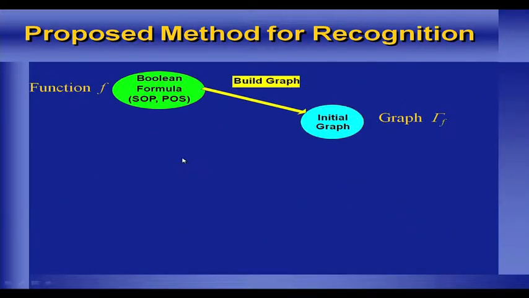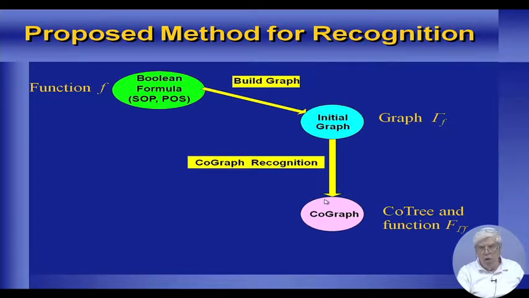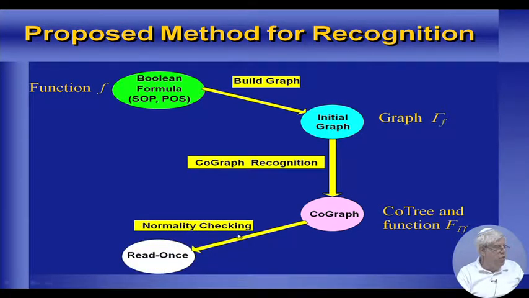So both of these normality and co-graph conditions are required. So the proposed method for recognizing read-once functions is simply this. You take an input in sum of products or product of sums form, either way, it doesn't matter. In computer science, we would say DNF or CNF. We test to make sure it's unate. We build the co-occurrence graph. We run a co-graph recognition algorithm, like an efficient one of Corneil's, or a slow one, like the naive. That gives us a co-tree and the function f of the graph. Of course, if it failed to be a co-graph, we quit and go home. If we succeed, we continue, we check normality. If it's not normal, we quit and go home. Otherwise, we declare it's read once, and the co-tree actually gives you the factored form.